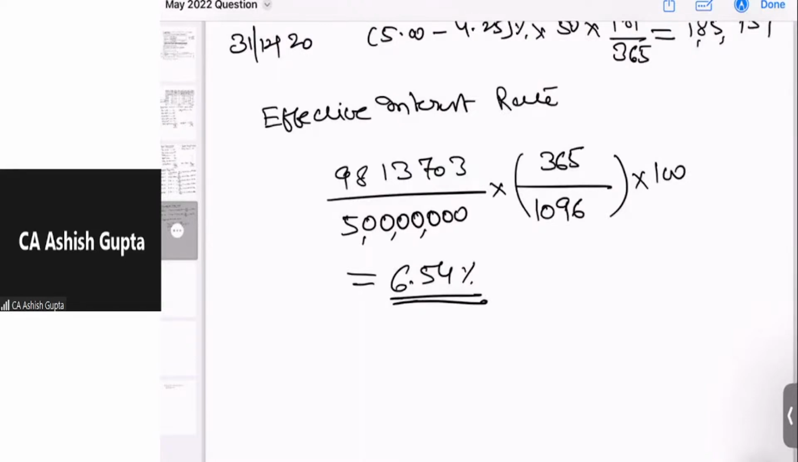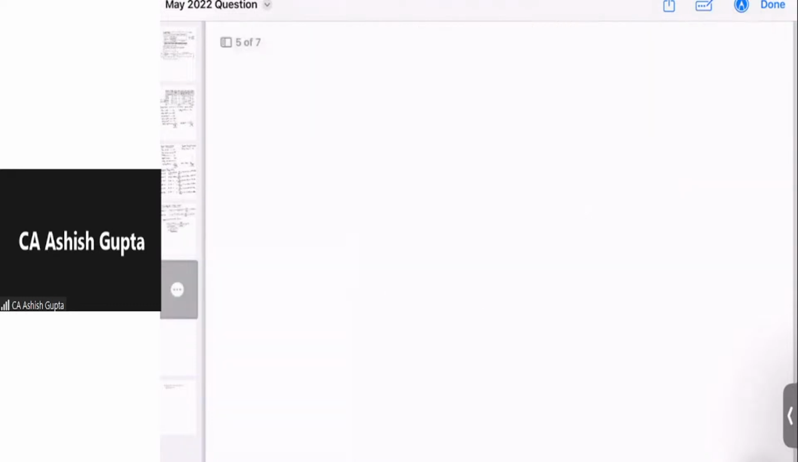Okay, student. So I hope it must be clear to you when we use the cap option, what benefits we are getting and how we can use it for managing our interest. So here we can say that the liability has been around 6.54%. Overall, on average, he has paid this much. Okay, student. So with this, we come to the end of our lecture.